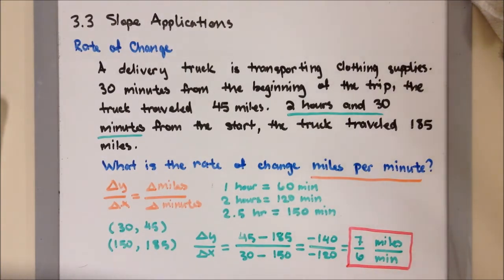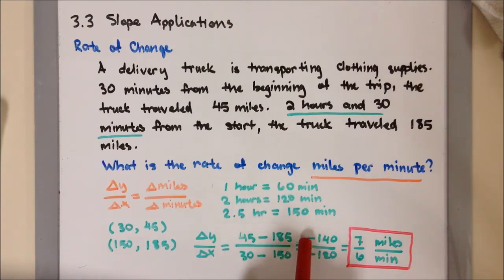It's similar but going in the opposite direction of the process that you did in the previous part. So just using logical thinking, 1 hour is 60 minutes, 2 hours is 120, therefore 2.5 hours is 150 minutes. And the order that you use, which one you use first and which one you use second, does not matter. Here I use 45 miles first and then 185, therefore, I use the 30 minutes first and 150 second.